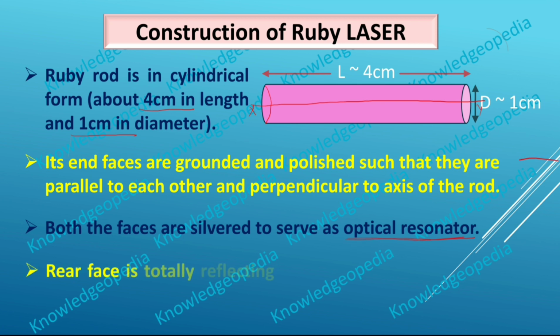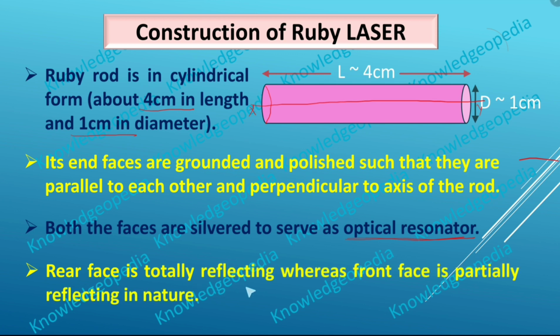Out of these two faces, the rear face is totally reflecting, whereas the front face is partially reflecting in nature. So this is the rear face and this is the front face. This rear face is totally reflecting in nature, whereas this front face is partially reflecting, so that we are getting the output from this front face.